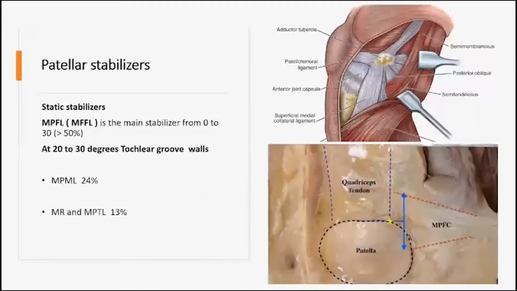The most important static stabilizer is the medial patellofemoral ligament. It extends from between the medial epicondyle and the adductor tubercle to reach the upper half of the patella, and it has an insertion to the quadriceps tendon. It represents 50% of the static stabilization from early extension, from zero extension to 30 degrees of flexion.